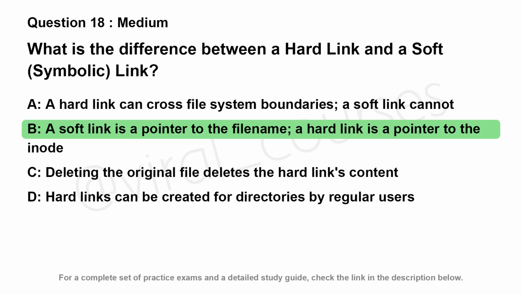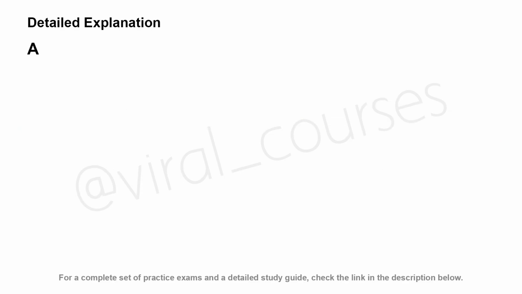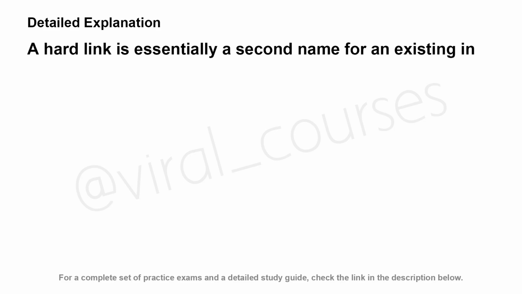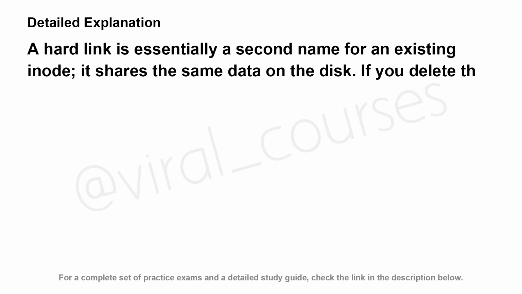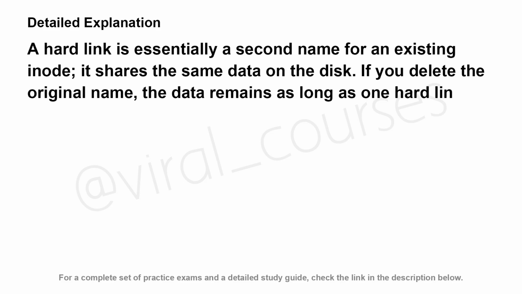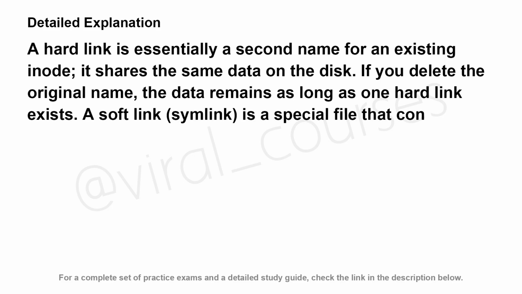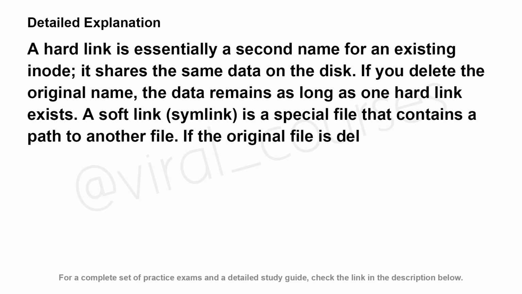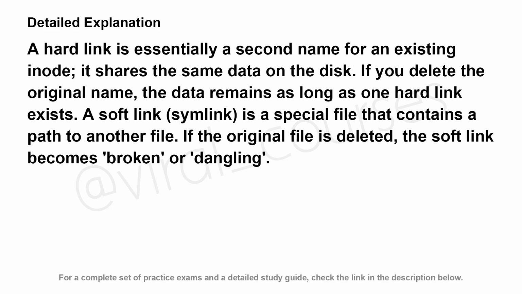The correct answer is B. A hard link is essentially a second name for an existing inode. It shares the same data on the disk. If you delete the original name, the data remains as long as one hard link exists. A soft link, symlink, is a special file that contains a path to another file. If the original file is deleted, the soft link becomes broken or dangling.